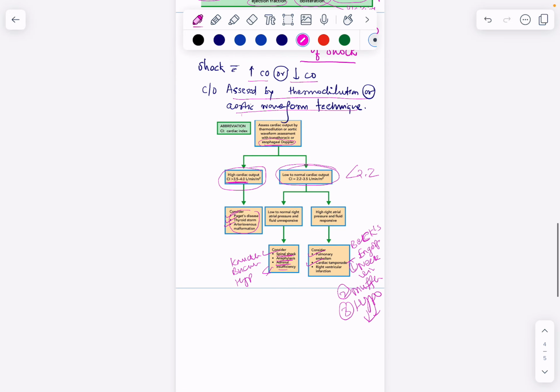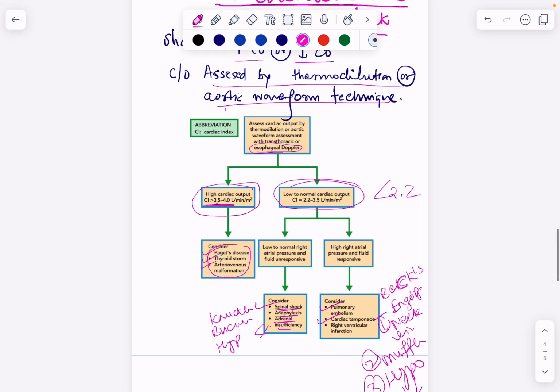And ultimately we have seen the miscellaneous causes. So this was all about shock.